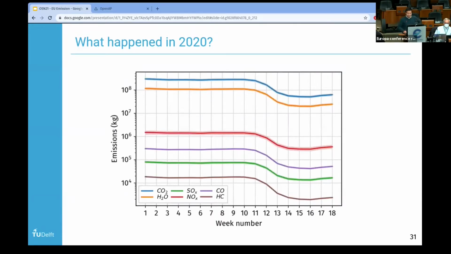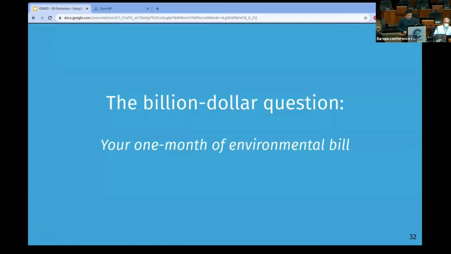Yeah. So the same thing you can see for the other types of emissions. Please note that the Y scale is in logarithmic scale. So finally, the $1 billion question. Are you ready for it?